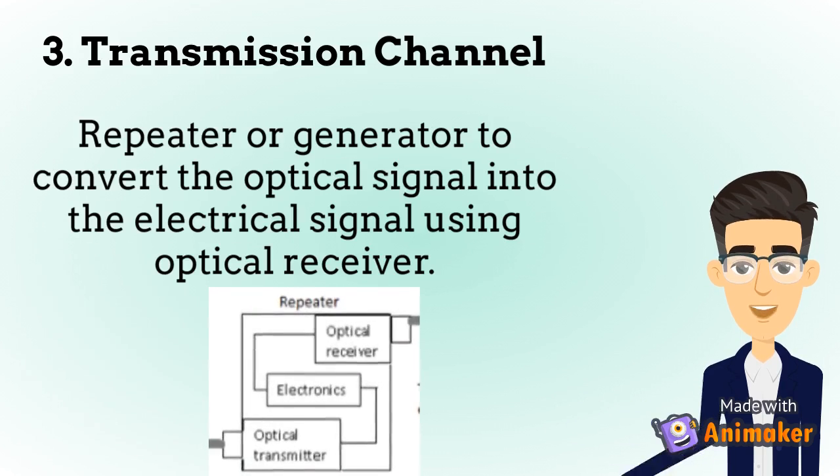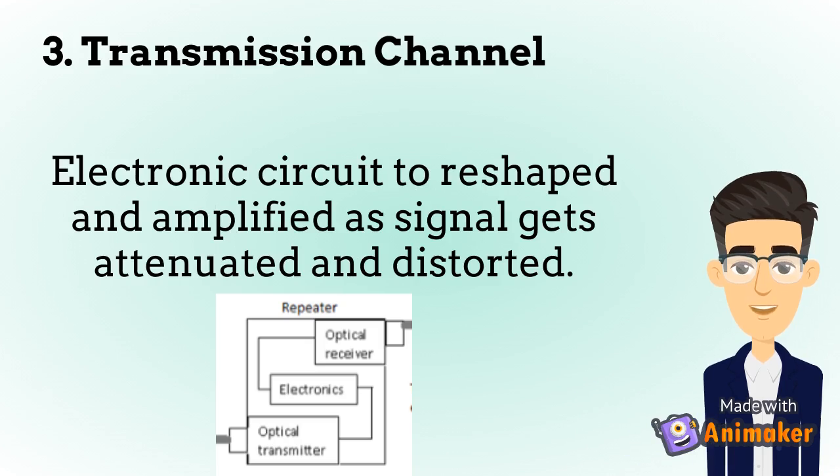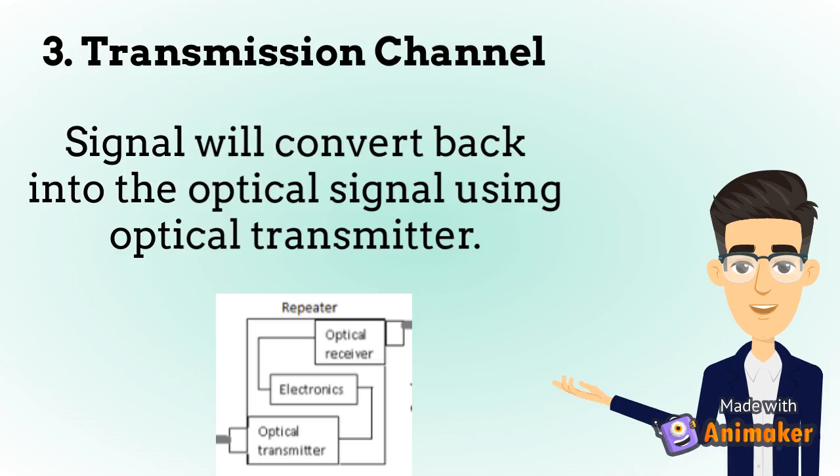Repeater or regenerator converts the optical signal into an electrical signal using an optical receiver. Electronic circuits are used to reshape and amplify the signal as it gets attenuated and distorted. The signal will be converted back into an optical signal using an optical transmitter.